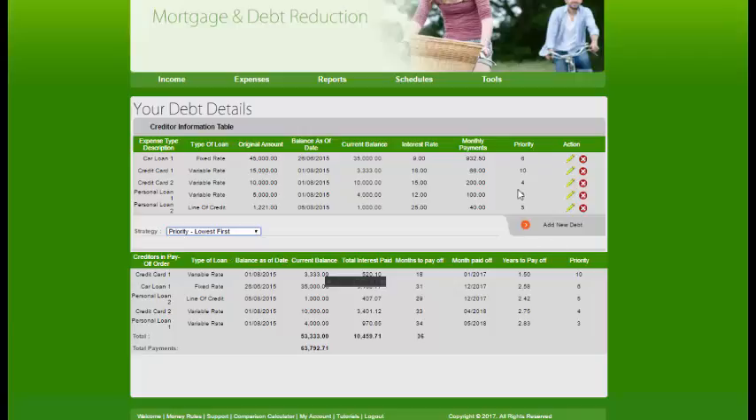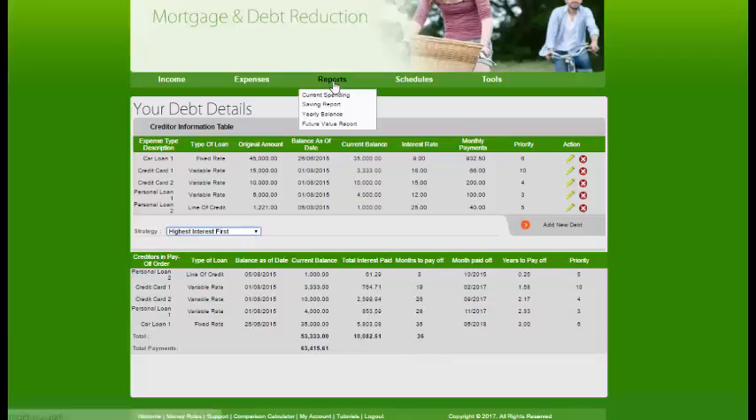And what about reversing that and making it the lowest priority first? Dropped it a fraction, but not enough. So the best of the whole lot was, in fact, the highest interest rate first. So now let's go and have a look at what that does in the saving report.